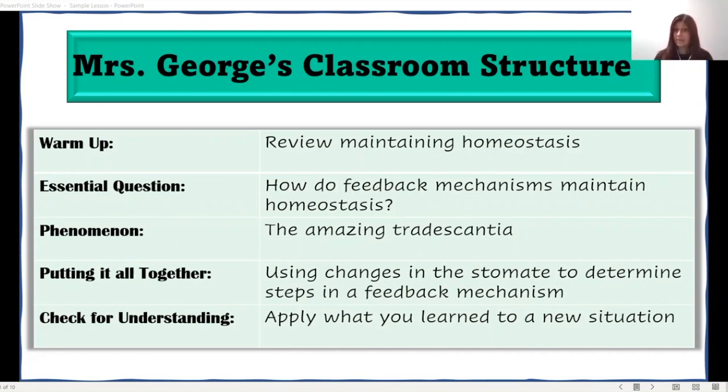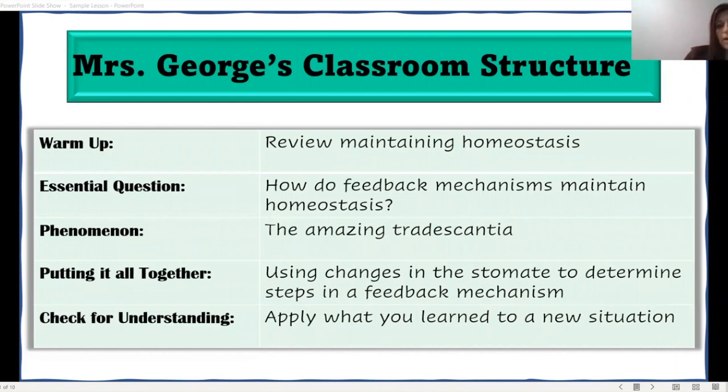Phenomenon today is the amazing Tradescantia. It's a plant. I have one for you. Can you see? It's a house plant. I made these cuttings that I put in this little bottle with water. They're going to root, and we'll use those in another lesson. But today we're going to work with the leaf.